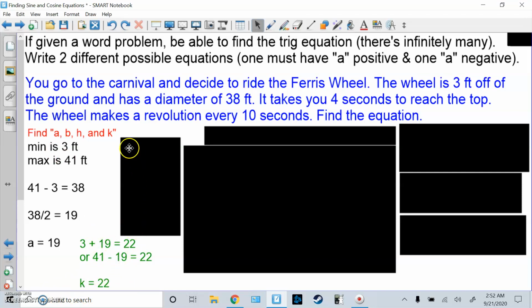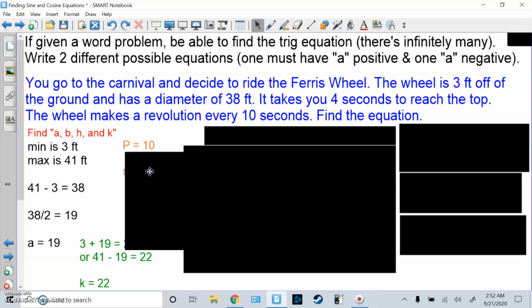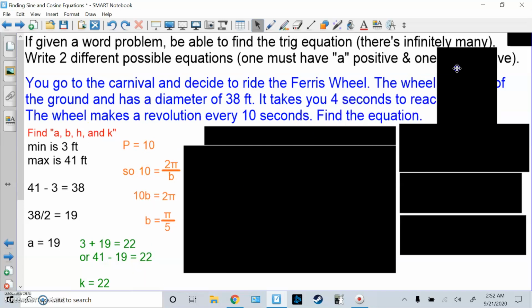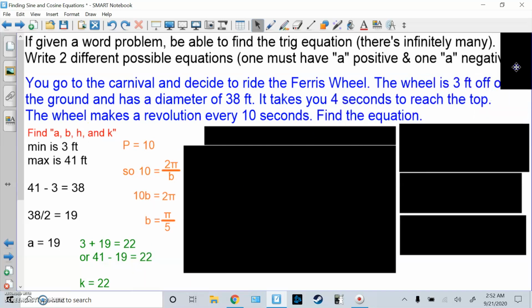Let's find b next. They gave us the period. They said the revolution, the period, is 10 seconds. So we can say P equals 2 pi over b. To find b, we're going to multiply both sides by b to get rid of the fraction. Then we're going to divide both sides by 10. When you reduce, that's pi over 5. So we found a, b, and k.